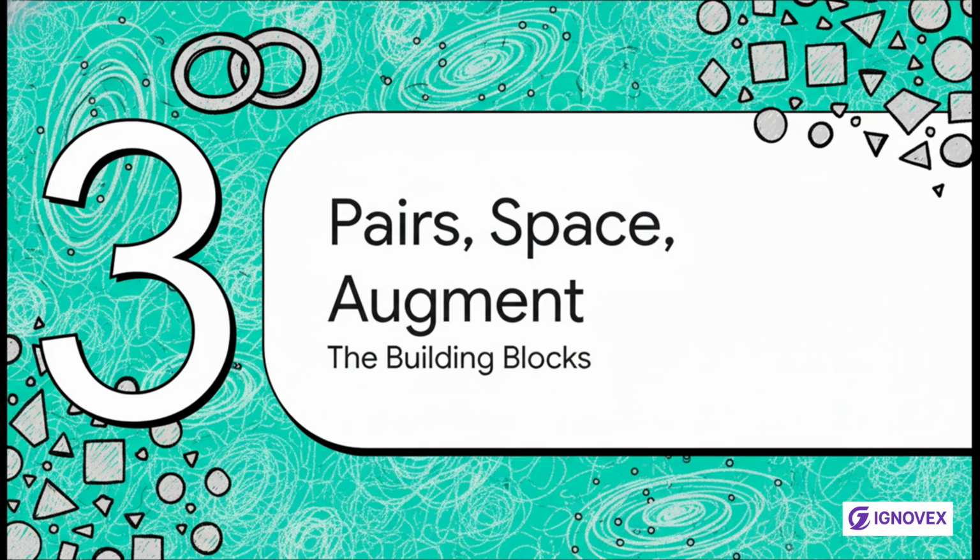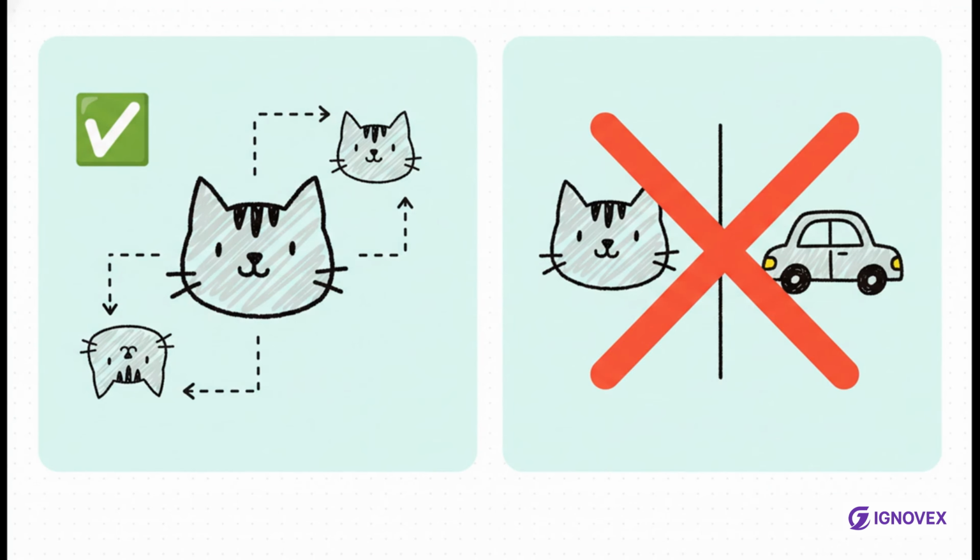So how does the model actually follow that simple rule? Well, it relies on three key building blocks, something called pairs, a concept known as an embedding space, and a really clever technique called data augmentation. First up, the model learns from pairs. A positive pair is just two different views of the same thing. So think of a photo of a cat and then that same photo cropped or maybe rotated. That's a positive pair. A negative pair is even simpler. It's just two different things, like a picture of a cat and a picture of a car.